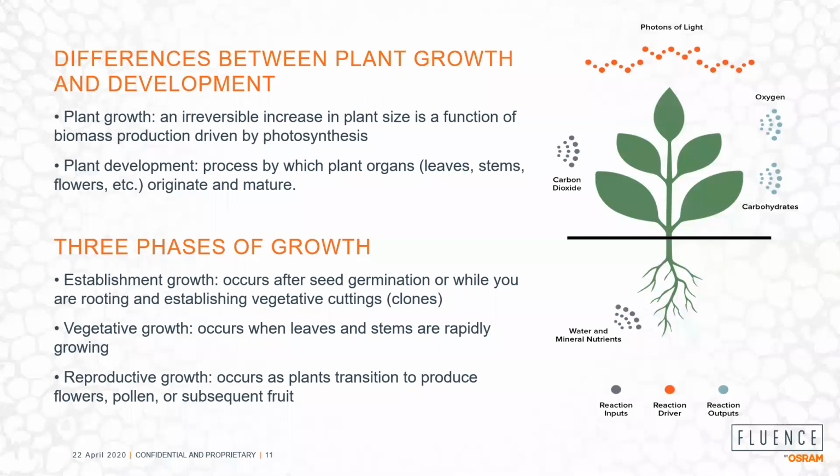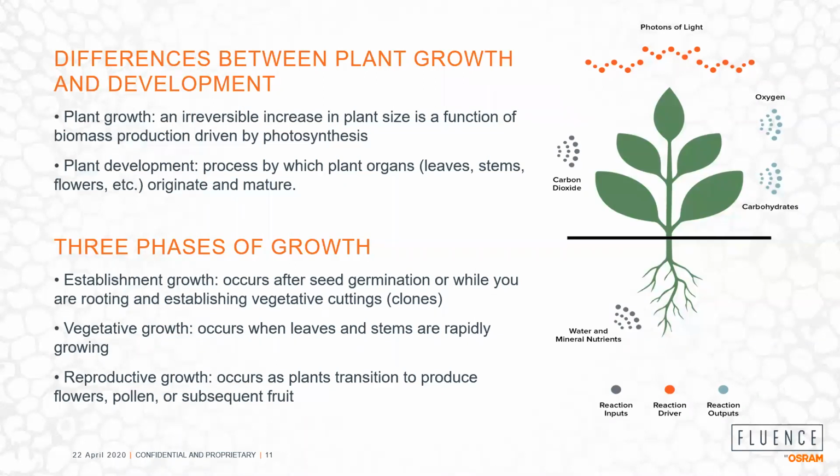Both plant growth and development occur during the three different phases of growth within the plant's life. The establishment growth is the first phase, and this occurs after seed germination or while you're rooting an established cutting. So your seed germination phase as well as your cloning phase equal your establishment growth phase. Next, the plant moves into the vegetative growth phase, when the leaves and stems are rapidly growing and your plant is producing the mass that it needs to create a stable plant for your flowering phase. And the final phase of the plant's growth is the reproductive growth phase. This occurs as the plants transition to produce flowers, pollen, and actual fruit, right?